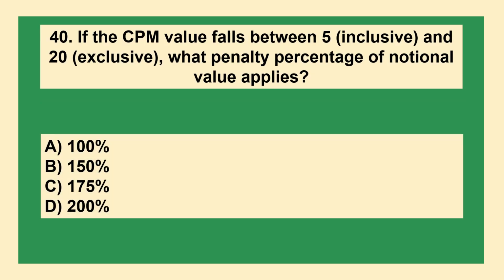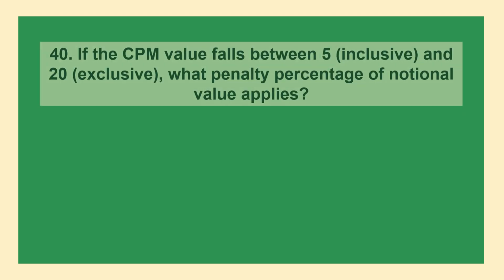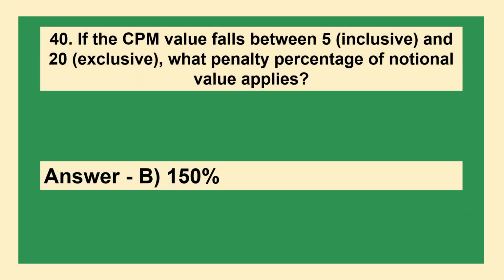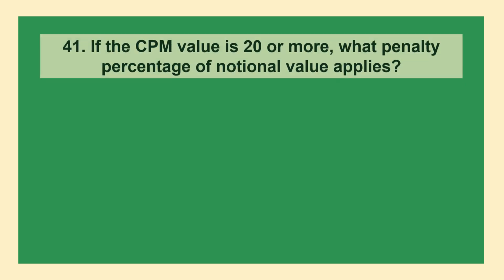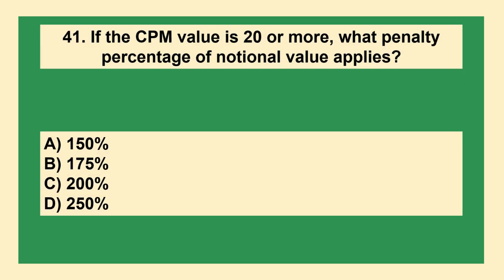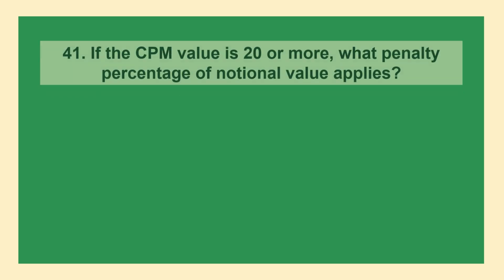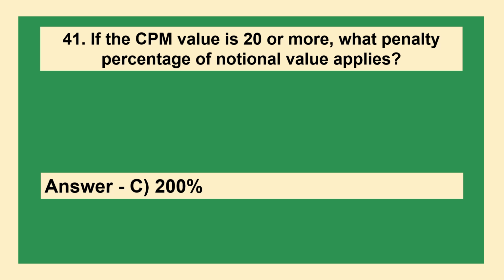If the CPM value falls between 5 inclusive and 20 exclusive, what penalty percentage of notional value applies? Option A, 100%, option B, 150%, option C, 175%, option D, 200%. The answer is option B, 150%. If the CPM value is 20 or more, what penalty percent of notional value applies? Option A, 150%, option B, 175%, option C, 200%, option D, 250%. The answer is option C, 200%.